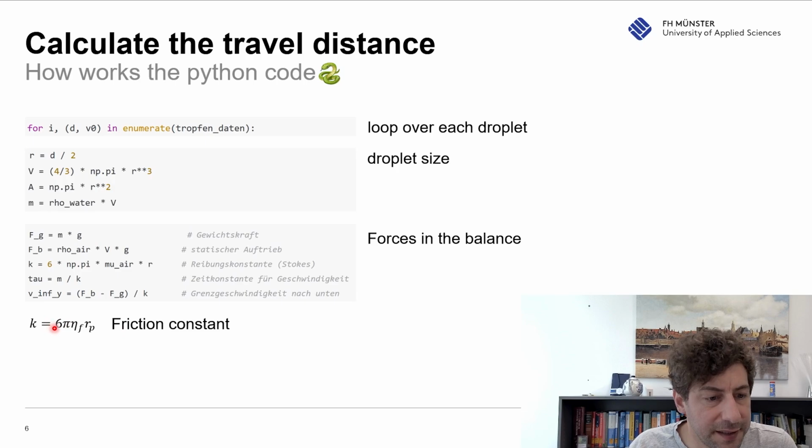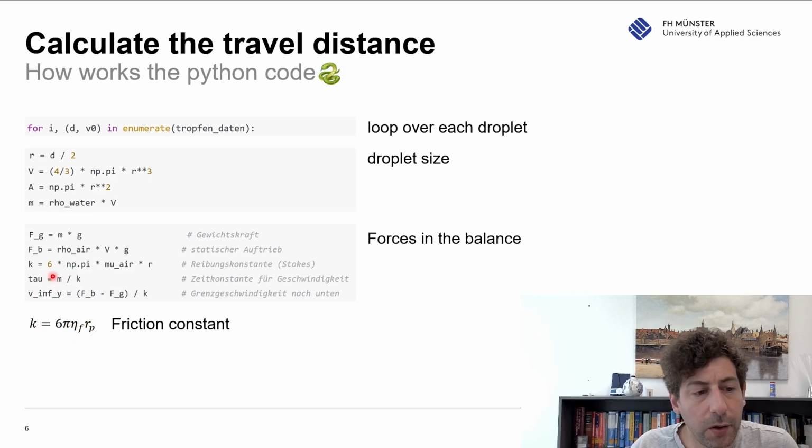And K is 6 pi viscosity times radius. So what is missing here is the size, and the size is in the radius. The velocity is missing, right? So basically that's the drag force without velocity. In the previous slide, the drag force was 3 pi viscosity, diameter, velocity, and now we calculate in radius, so it's 6 pi viscosity, radius without velocity.